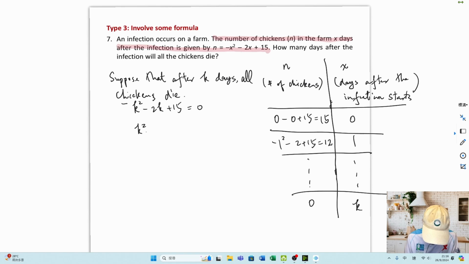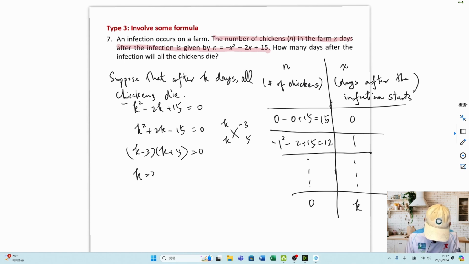So k squared plus 2k minus 15. This one is quite easy to solve using the cross method. k, 3 and 5 should be like this. Okay, so k minus 3, k plus 5 is 0. So k is 3, or k is equal to negative 5. Because k refers to the days after the infection, it cannot be negative. So we reject the negative 5. So the answer is 3.